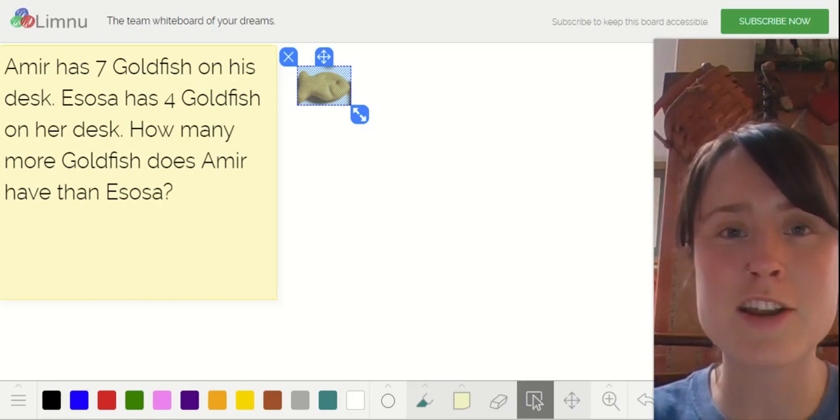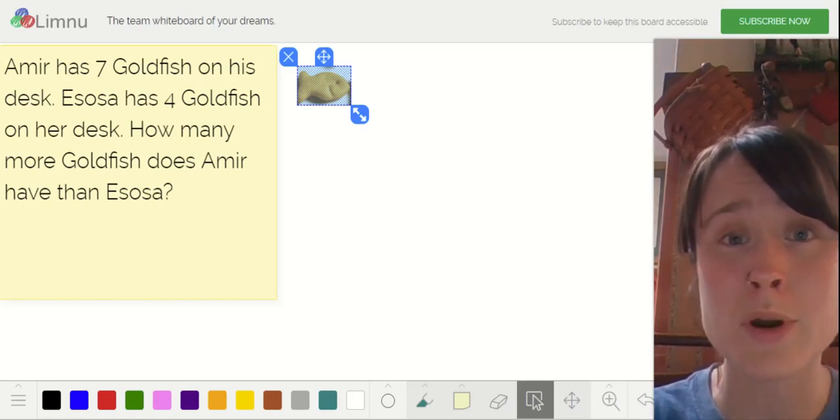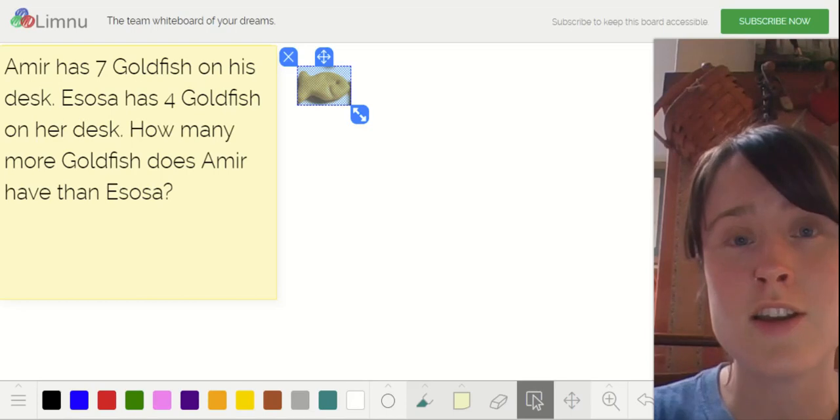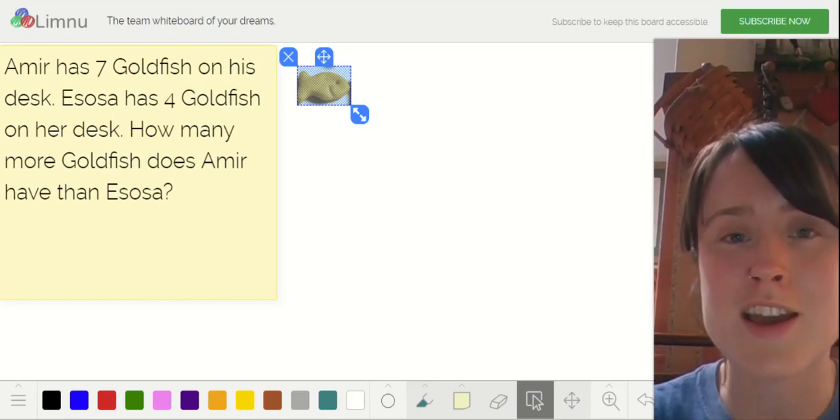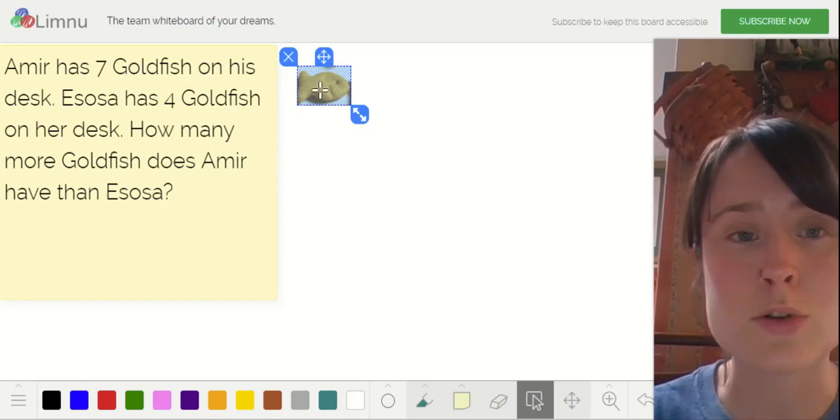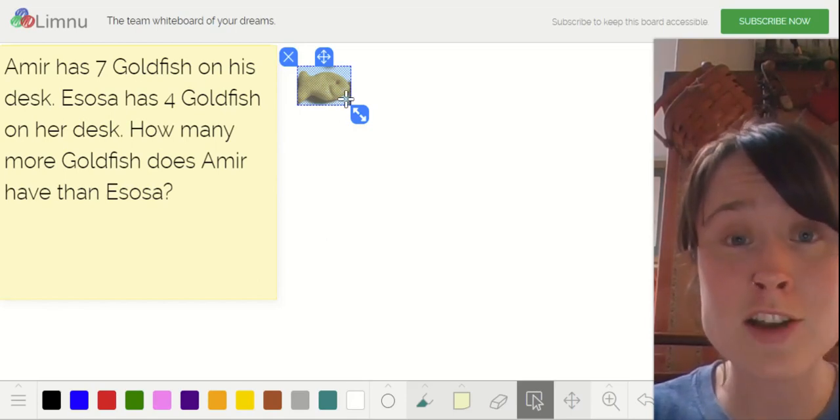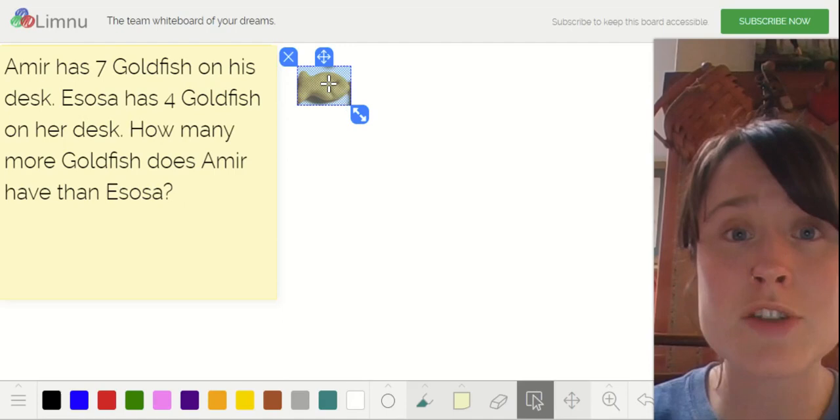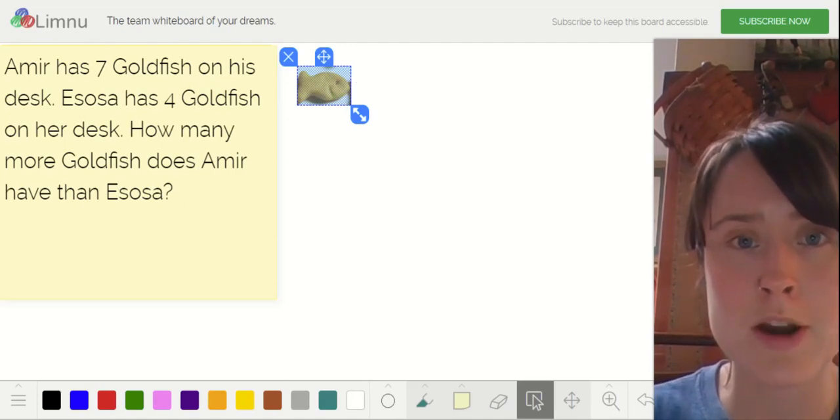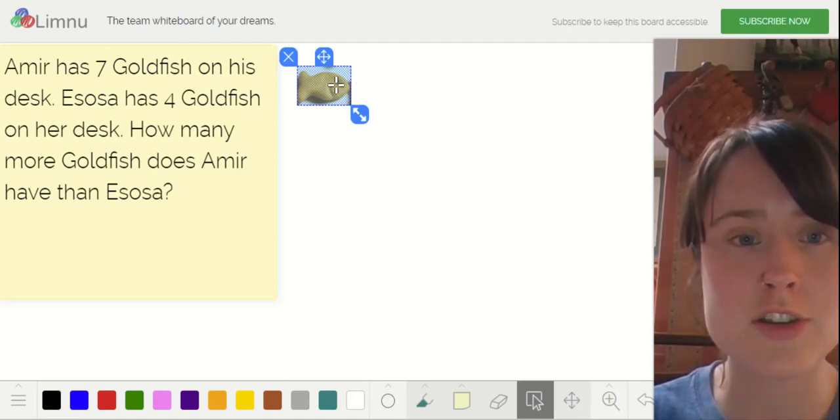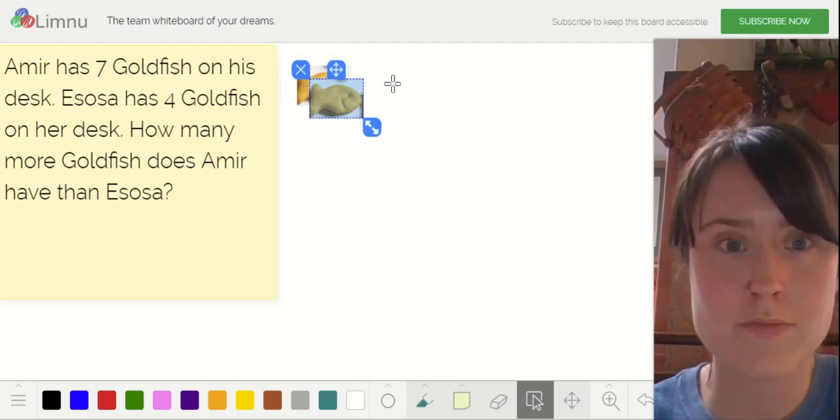Good job. I heard a lot of you talking about how Amir has more goldfish than Isosa, and we need to figure out how many more he has. So I'm going to go ahead and represent Amir's goldfish with pictures of actual goldfish. You can represent this in a bar model on your paper in your workbook, and I'll show you how to do that in just a second.